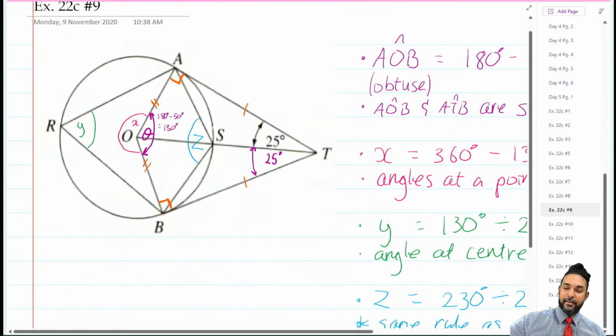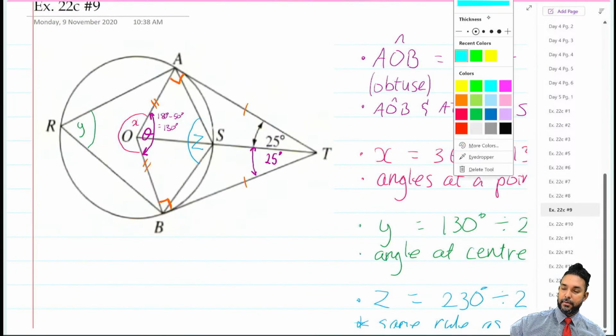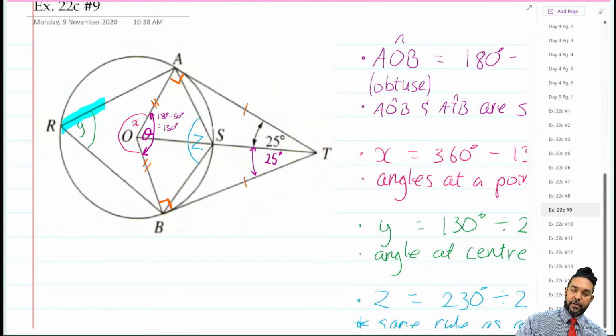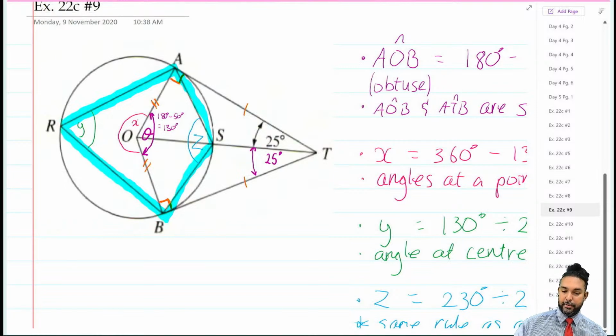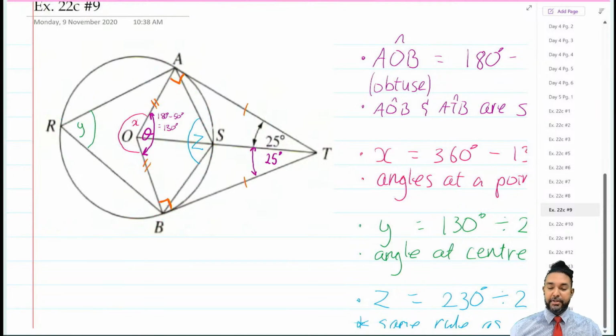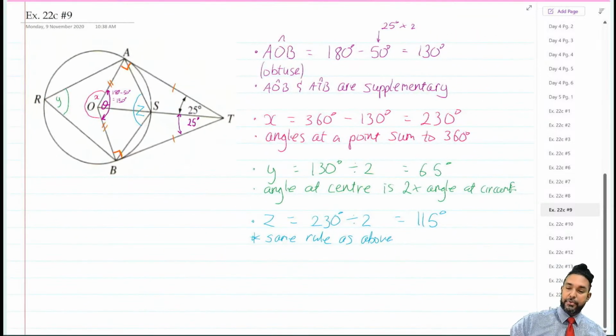Right? So if we focus on the quadrilateral ARBS or ASBR or RAB, whatever, right? That's a cyclic quadrilateral. All four vertices touch the circumference, which means that the opposite angles are supplementary. So y and z are supplementary, which means they add up to 180 degrees. So you could use that rule as well.